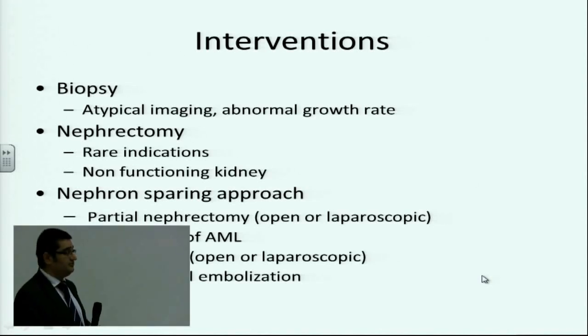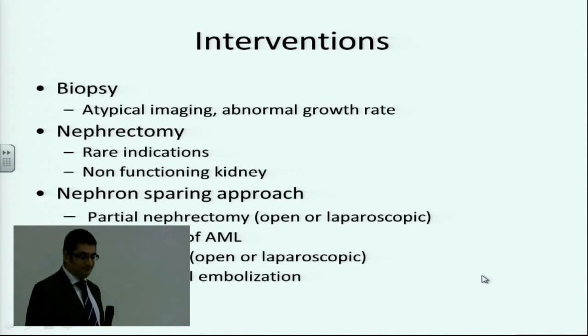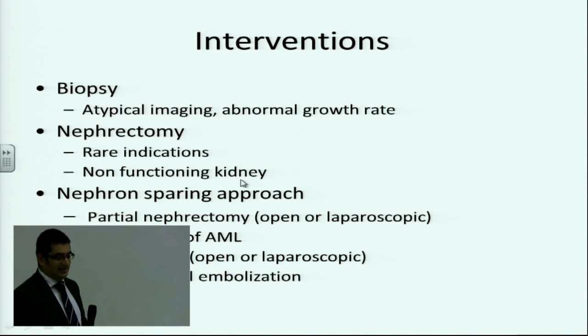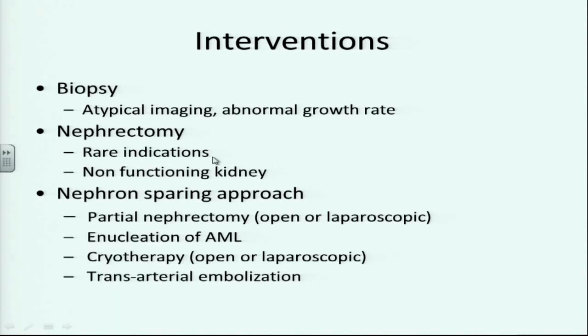Nephrectomy, so we could remove the kidney itself with the AML. But I think in 2013 and going forwards, we shouldn't really be doing this. We've left it too late. You might want to do it if we know that the kidney's not working anyway, and you might get more AMLs in that kidney. So removing it, that's a small caveat. I think what we're really looking at is what's called a nephron-sparing approach.